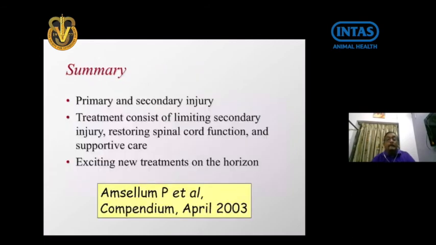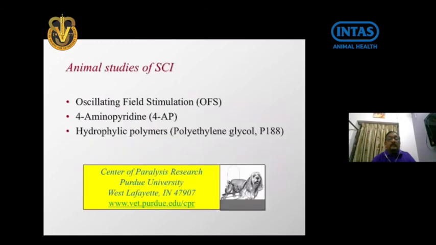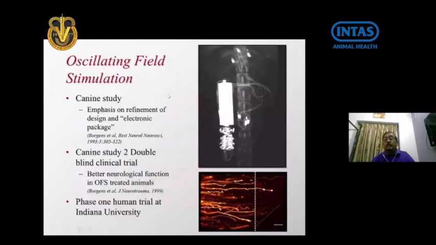So, what are the future treatments available? I told you one, the hydrophilic polymer, which is the polyethylene glycol. The other one, which is used is 4-aminopyridine. Everybody knows that 4-aminopyridine used to be used against xylazine overdose. Now, 4-aminopyridine is a potassium channel blocker. It can cause seizures. So now you're getting derivatives of 4-aminopyridine. You could use that. The other one which is doing very well is something called the oscillating field stimulation, OFS.